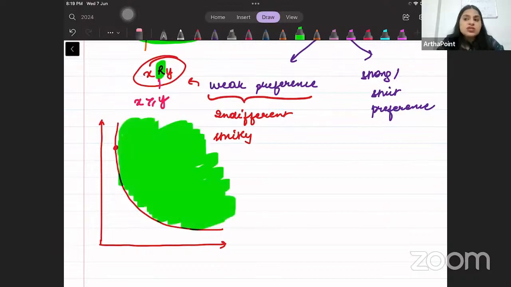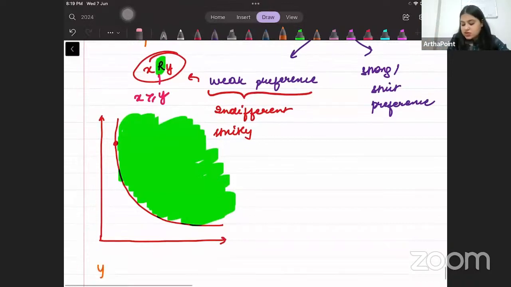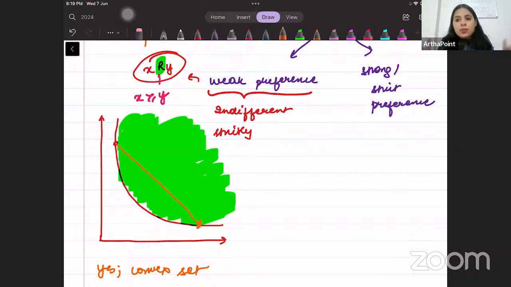Now, when I talk about this weak preference region, this will be a convex set. Yes, convex set. Because if I take 2 points and join it with a line segment, everything will be included within that set. Everything. So it will be a convex set.